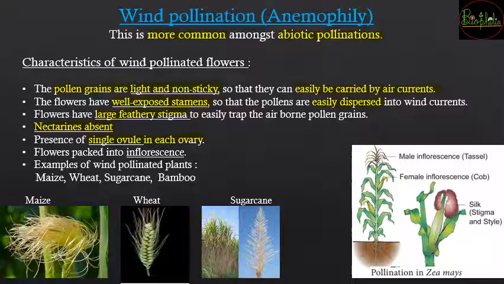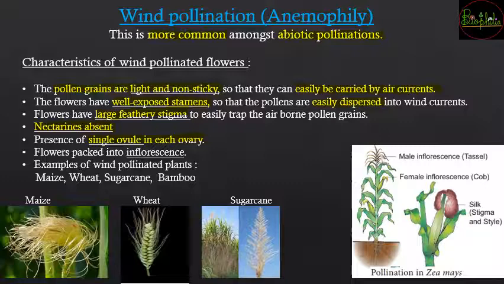Single ovule होगा, many pollen grains would be coming and landing on that. That would give a higher chance for fertilization and proceeding the further processes. So these wind pollinated flowers need to have single ovule.